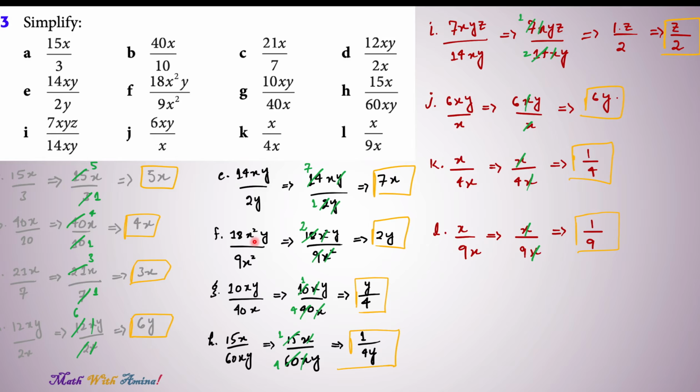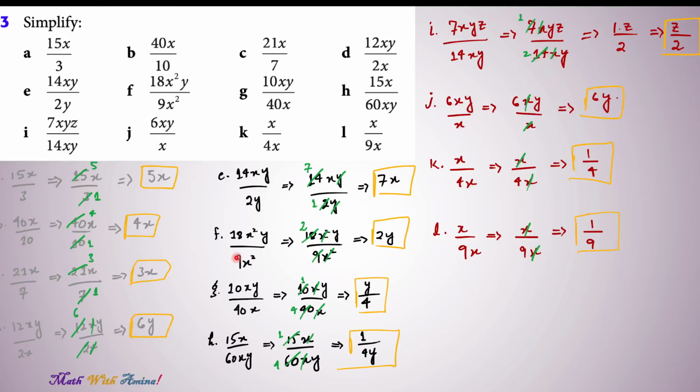Then we have 18x square y over 9x square. So as you can see in here, we look into the coefficient of the variable in the numerator and denominator. 9 multiplied by 1 is equal to 9. 9 multiplied by 2 is equal to 18.